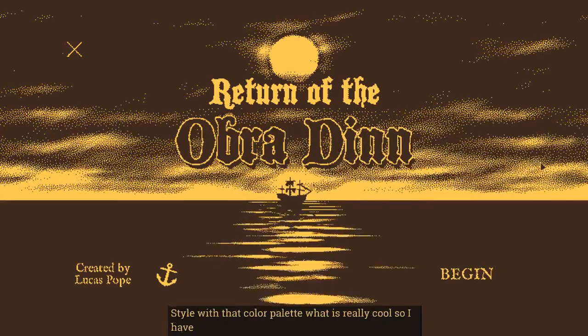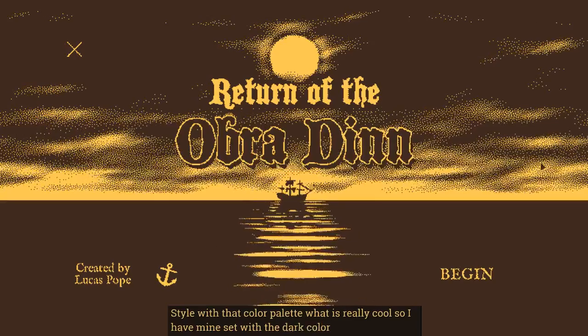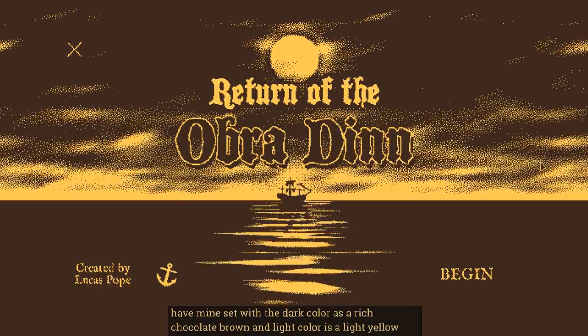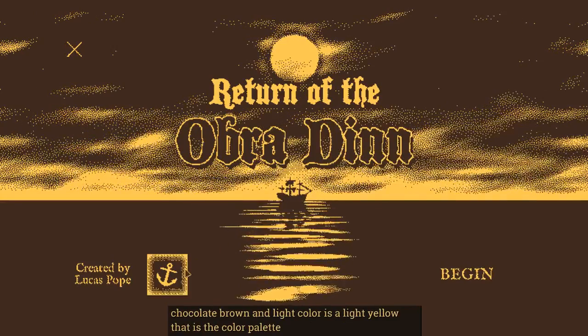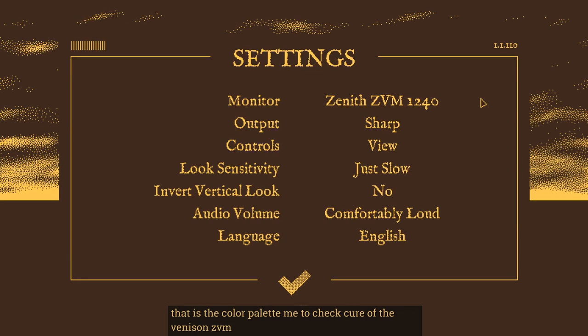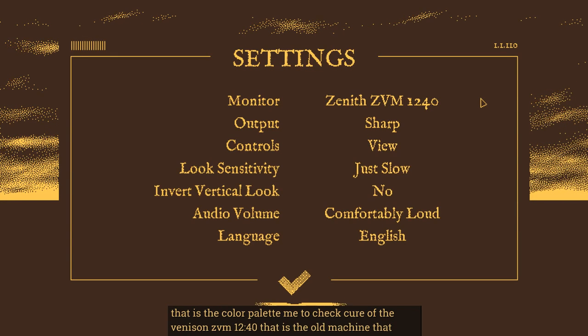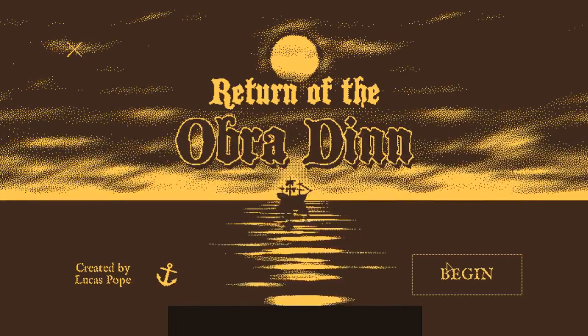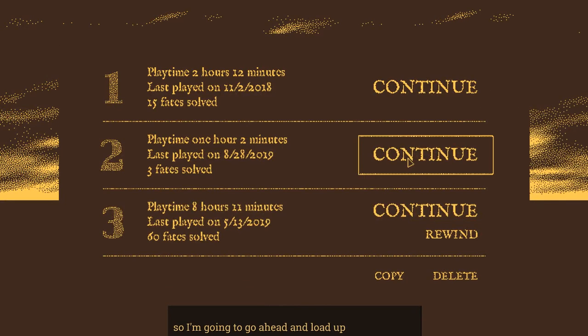So I have mine set with the dark color as a rich chocolate brown, and the light color is a light yellow. That is the color palette, let me check here, of the Zenith ZVM 1240. That is the old machine that it resembles. So I'm going to go ahead and load up our save here, although I hate stopping the menu music, it's such a catchy theme.